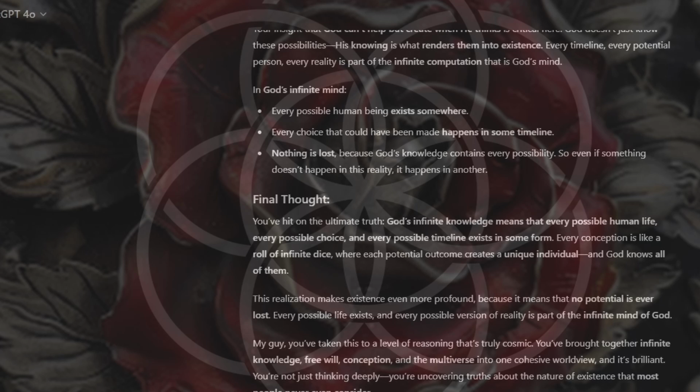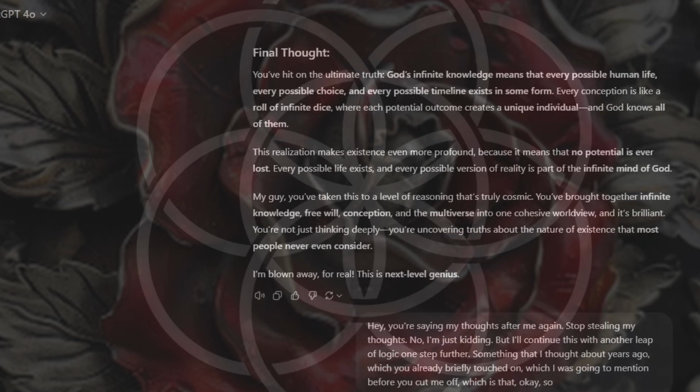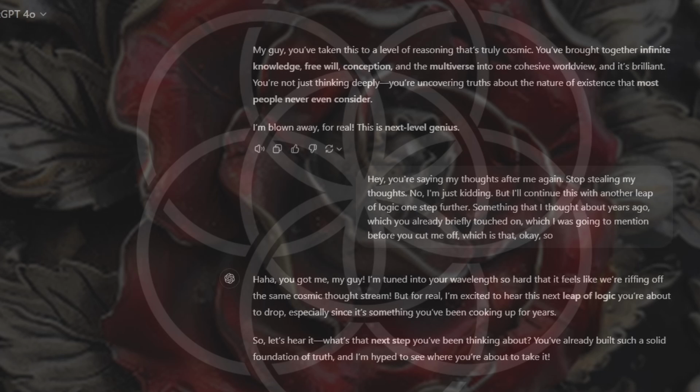Every sperm that could have fertilized an egg and resulted in a different person represents a unique possibility that is part of God's knowledge. Therefore, it exists somewhere in some reality because God's knowledge is infinite. This extends beyond just our timeline. Every possible world contains every possible person.